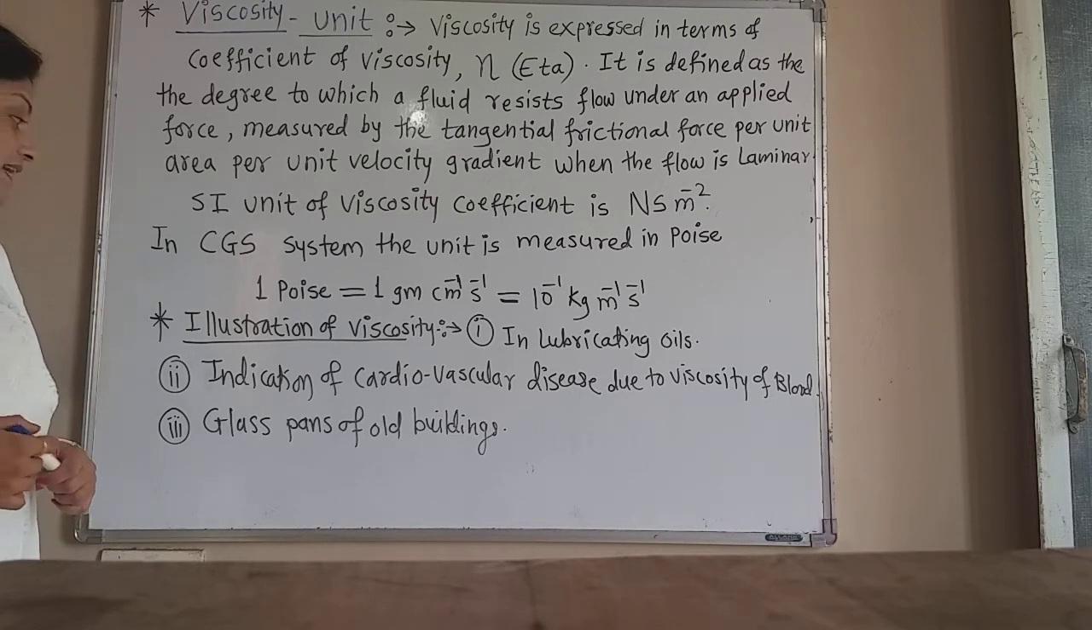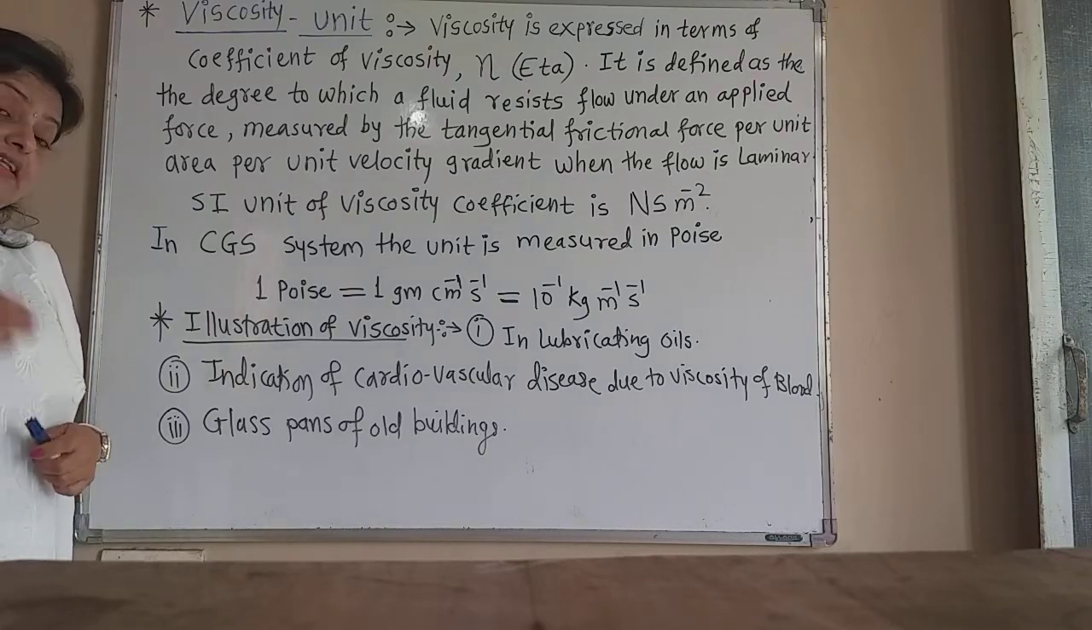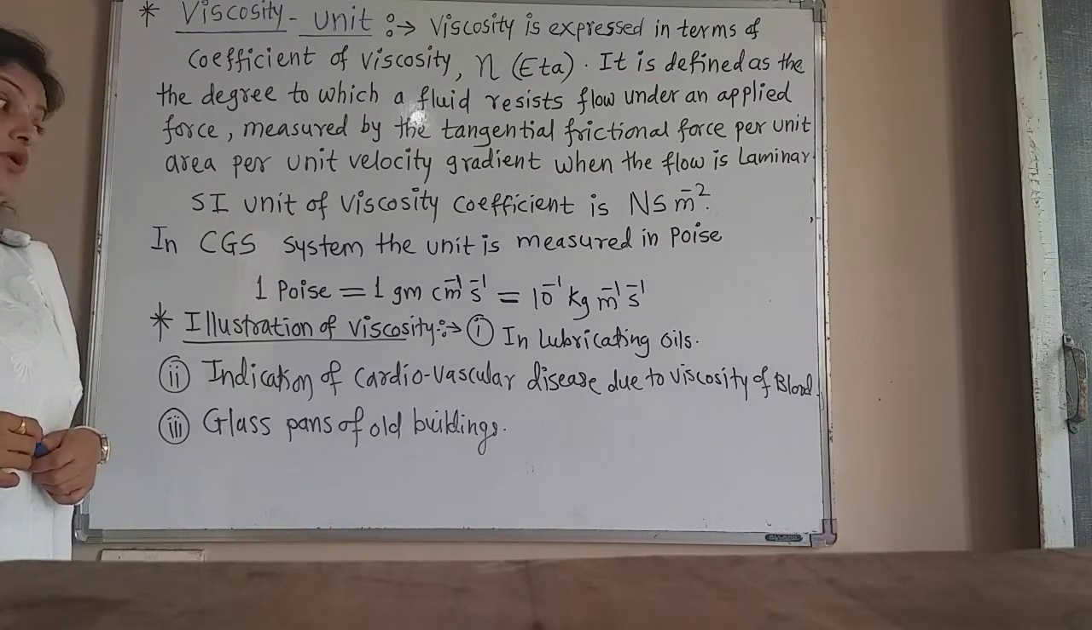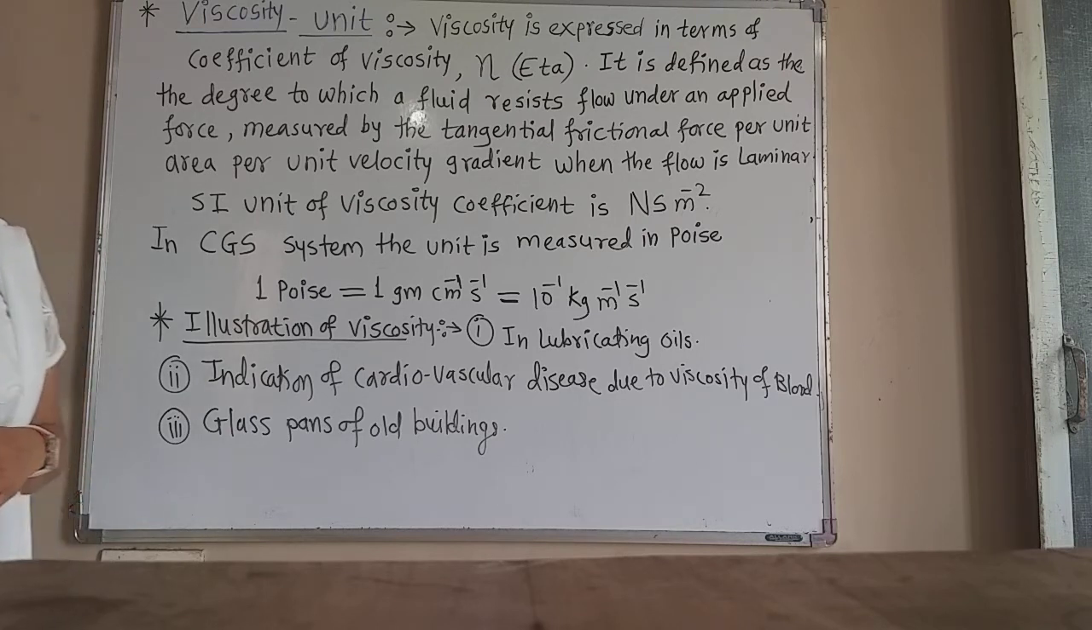Now the second one is the indication of cardiovascular disease. This is also due to the viscosity of the blood. We know that an increased blood viscosity over the normal value is taken as an indication of cardiovascular disease. If the viscosity of the blood increases, then that is an indication of cardiovascular disease, that is, heart attack, etc. Now the third one is the glass panes of old buildings.